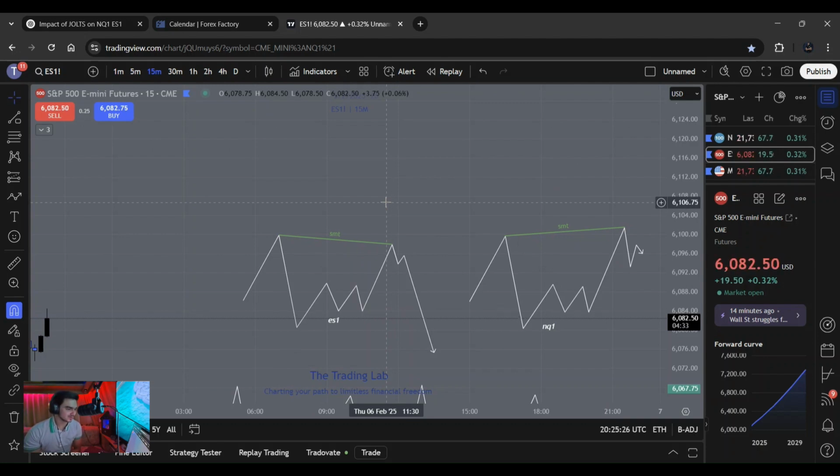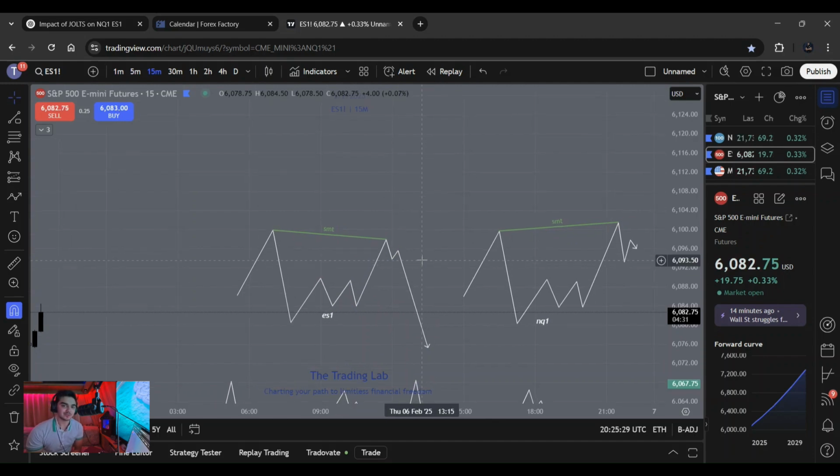Bearish SMT. So they occur when we have uncorrelated price action.